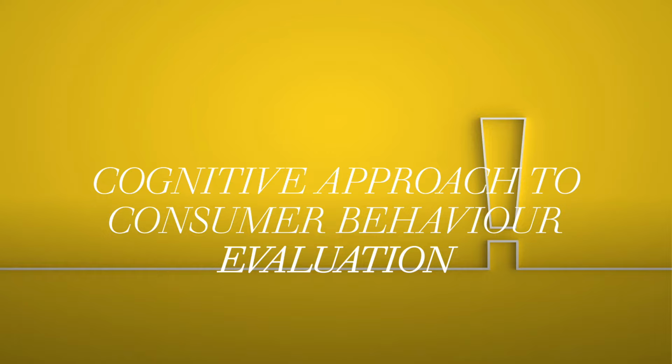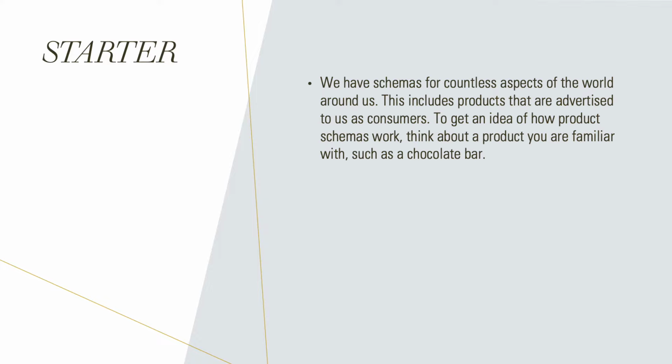So today we're going to be looking at the evaluation for the cognitive approach to consumer behaviour, which we looked at last lesson. So for the starter, I want you to think back on what we talked about last lesson in terms of schema for consumer behaviour. We spoke about how we have schemas for basically everything that's around us, and this includes products that are advertised to us as consumers.